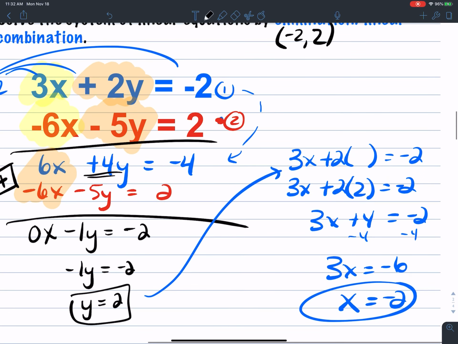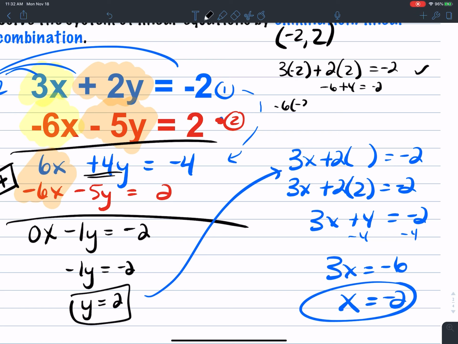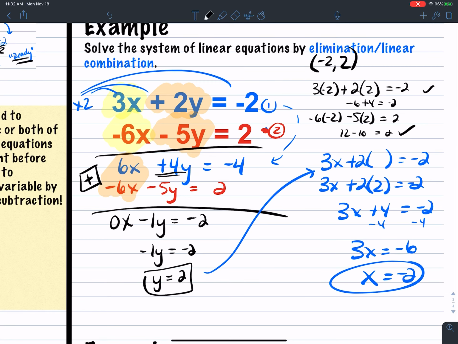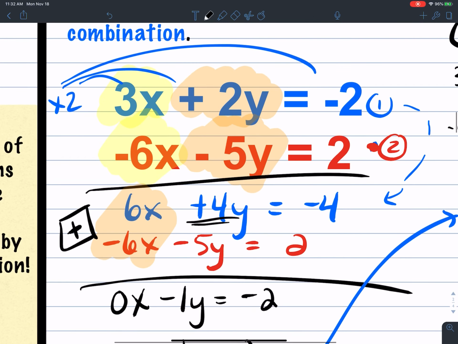So if I plug it into the first one, 3 times, oops, sorry, negative 2 times 3, plus 4, does that equal negative 2? Well, yes, negative 6 plus 4 does equal negative 2, so it satisfies the first one. And we can see that it satisfies the second one as well if we plug in the x and the y. Is 12 minus 10 equal to 2? Yes.